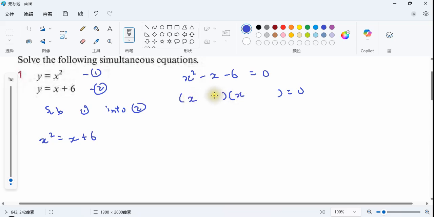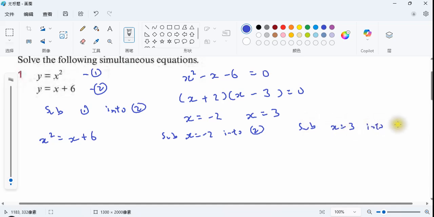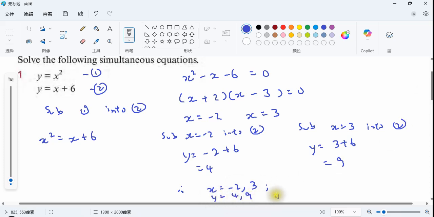Then we have (x - 3)(x + 2). So x equal to negative 2 and x equal to 3. And then we sub the value of x into equation 2. Sub x equal to negative 2 into equation 2, then y equal to negative 2 plus 6, that is 4, and x equal to 3, y equal to 3 plus 6, that is 9. So we have x equal to negative 2, 3, at the same time y equal to 4, 9.